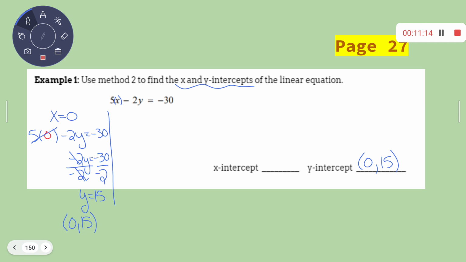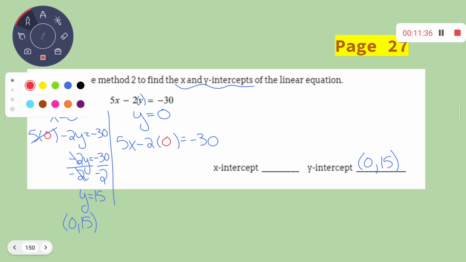Okay, I already let x equal 0. Now let's let y equal 0. So in this equation, I'm going to copy the equation, but when I get to the y, I'm going to throw it out and replace it with a 0. I'm saying let y equal 0. The reason I can do this is because if I'm finding the x and y intercept, I know the other part of the coordinate point will always be 0.